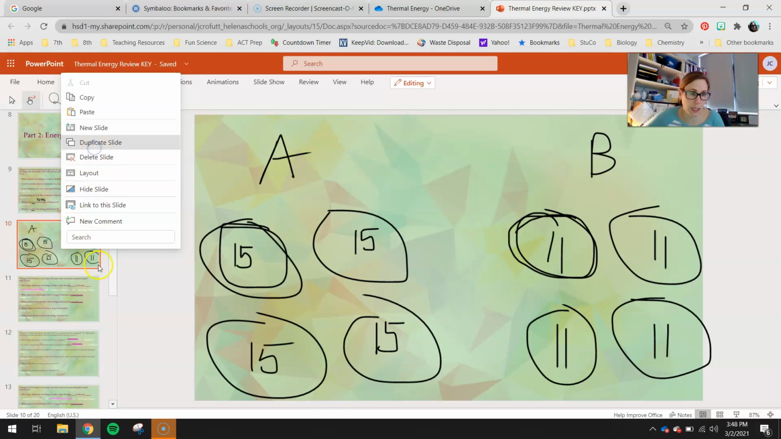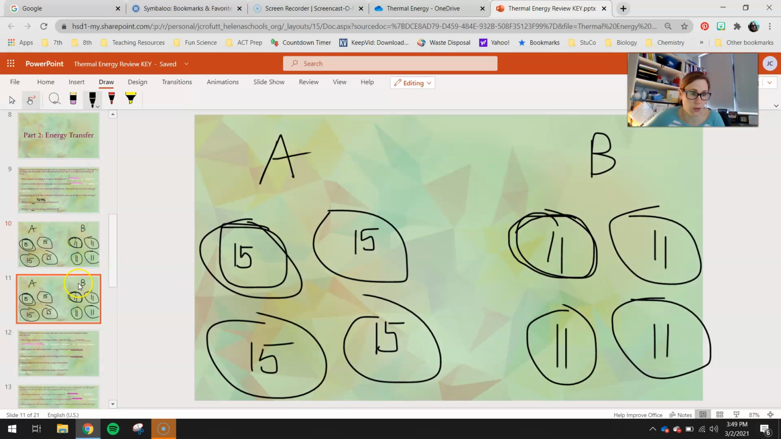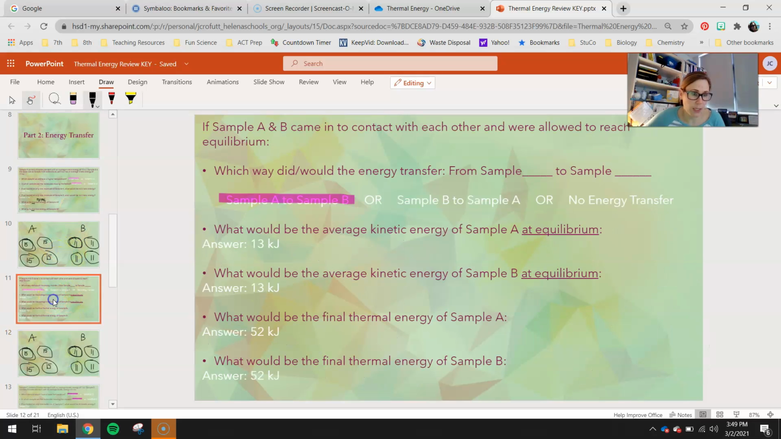I'm going to duplicate this slide so you have my sweet drawings for the next one as well. Oh, sorry, I'm not quite done with that yet. All right, if sample A and B came into contact with each other and were allowed to reach equilibrium, which way would the energy transfer? Remember that energy always transfers from the warmer object, the one with the higher kinetic energy, to the cooler object. So in this case, we're going from A to B. A had 15 kilojoules on average, B had 11. So the higher number, A, to B.